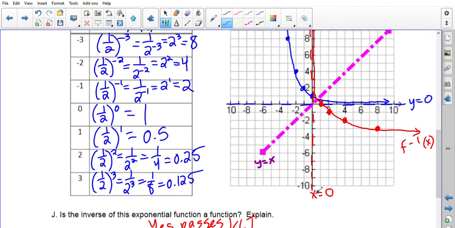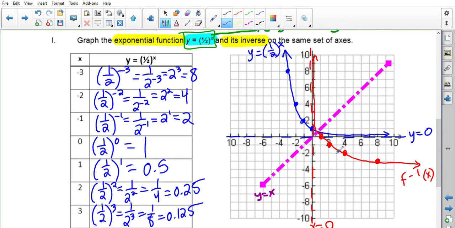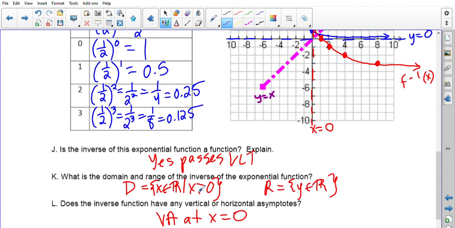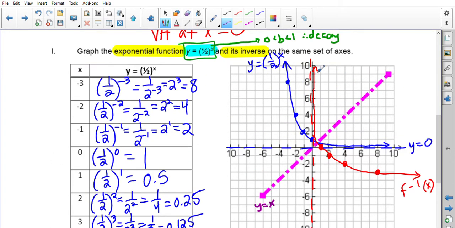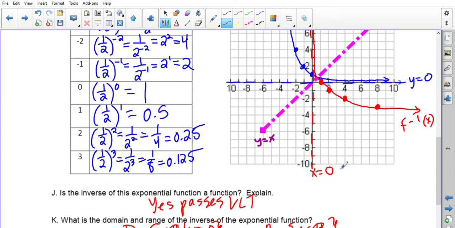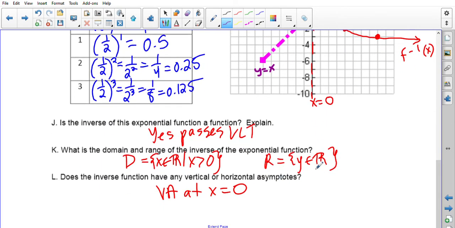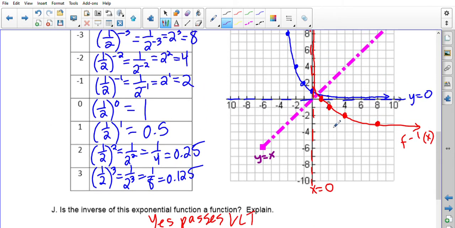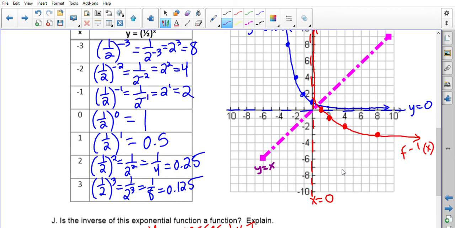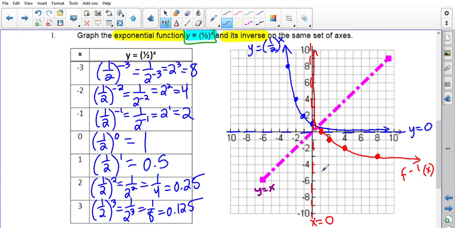So we can see here that x must be greater than 0 because it cannot pass over here into the negatives, and it cannot equal 0. So x must be greater than 0. And because this arm's going to keep going up and this arm's going to extend downwards, that means the range is all real numbers. And just like with the previous example, the inverse of the exponential function had the vertical asymptote x equals 0. So it has a lot of the same characteristics as the previous example. However, you can see that the graph definitely looks different.